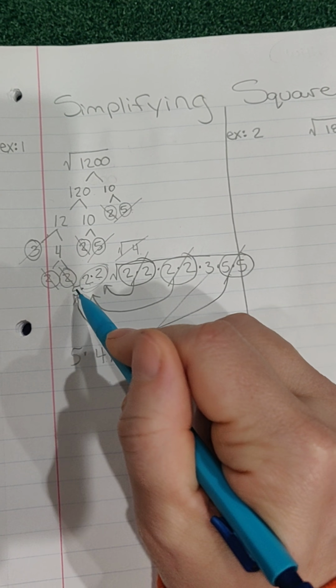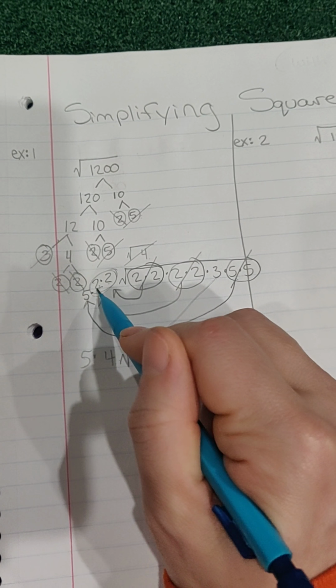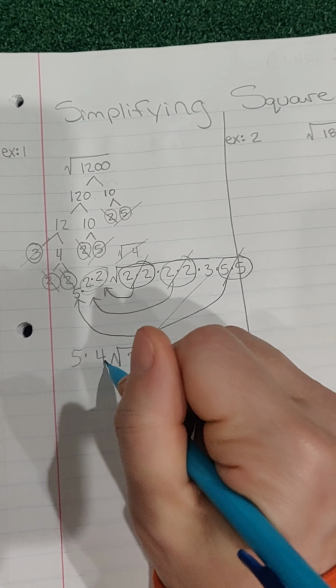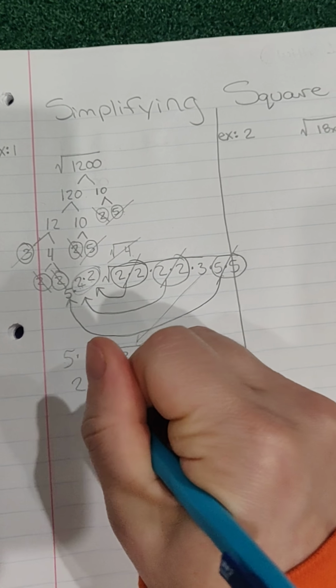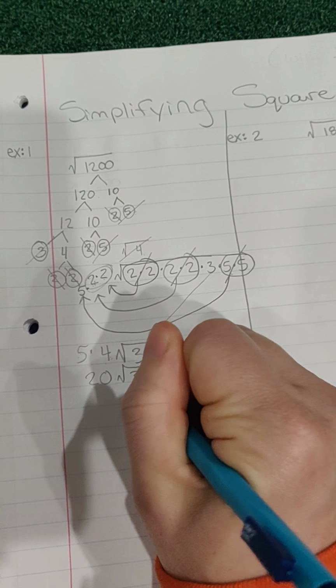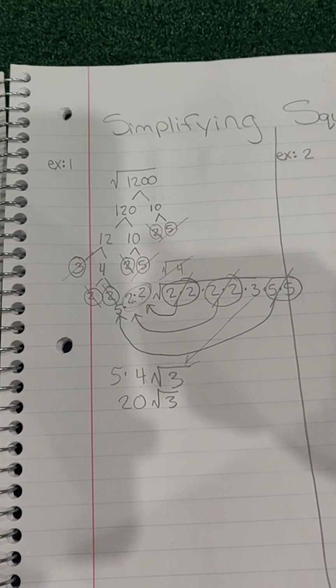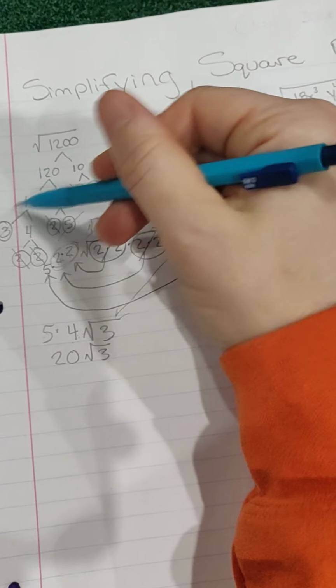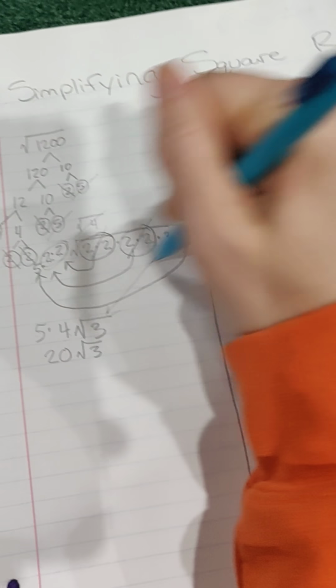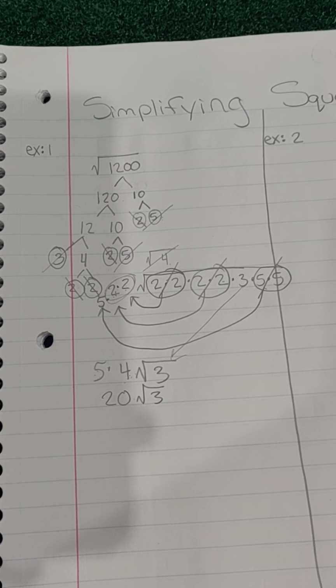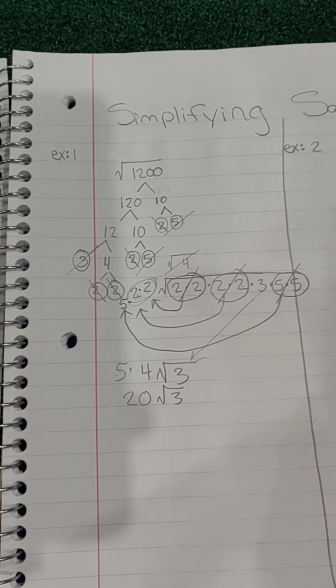I could have done 5 times 2, which is 10, and then 10 times 2 is 20. Or you could have just done it step by step. 5 times 4 gives you 20 root 3. Like I said, there's lots of different ways that you could set up your factor tree. A couple of different ways that you could have maybe shown your work here. Some people don't need to show their work, so you need to do what's best for you.